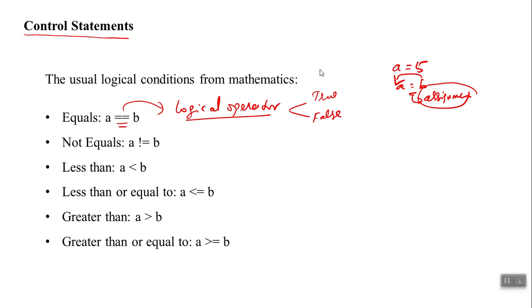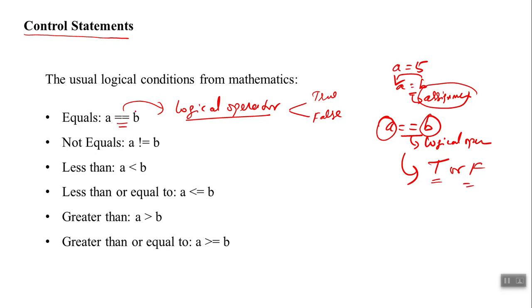This will be called an assignment operator. Whereas in the case of a logical operator, when I use double equal to, this will be called a logical operator. What does it mean? It will check the condition whether a is equal to b. The return value will be either true or false. For all logical operators, your output will be either true or false, right?